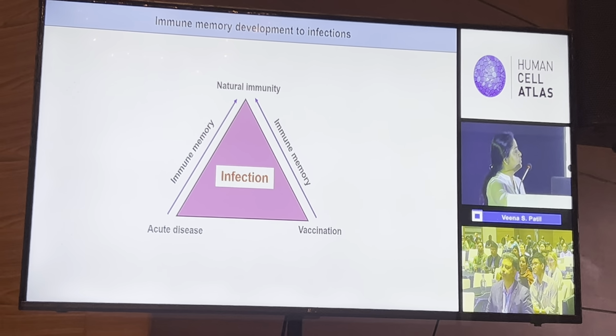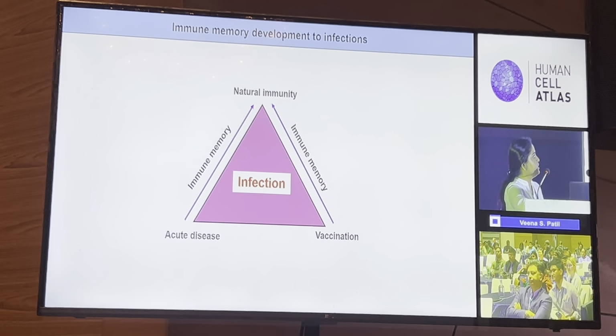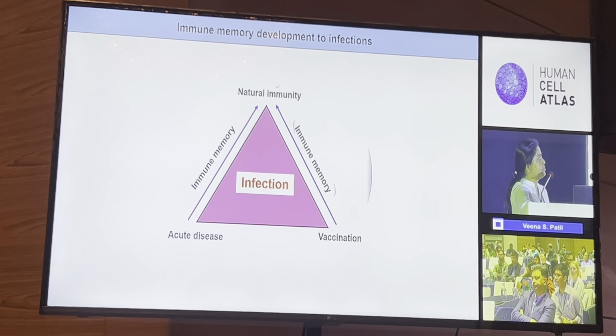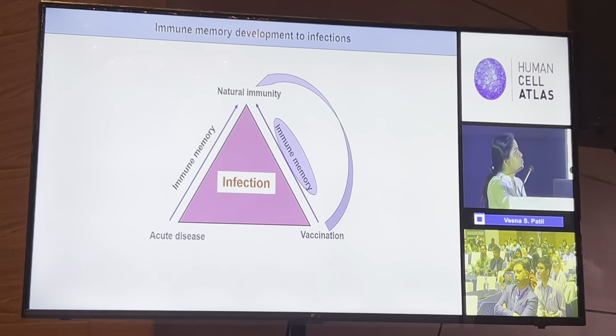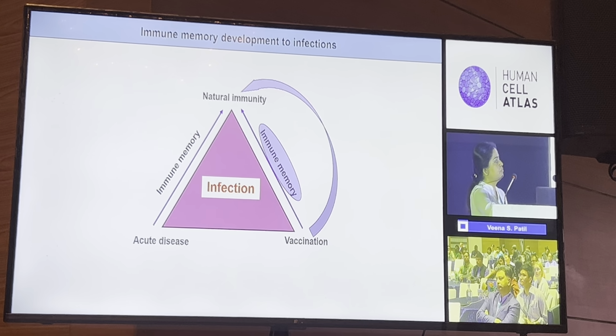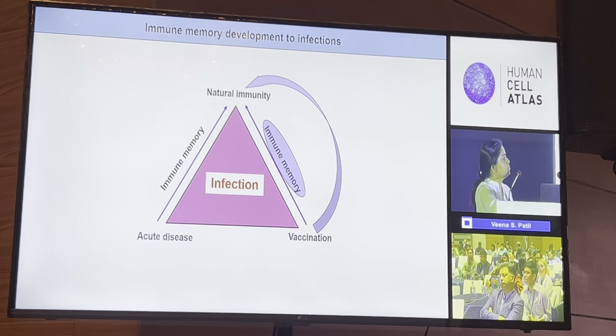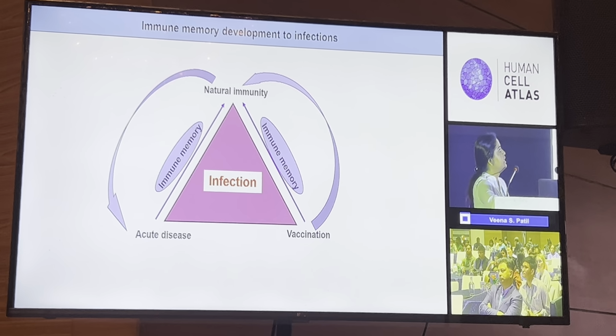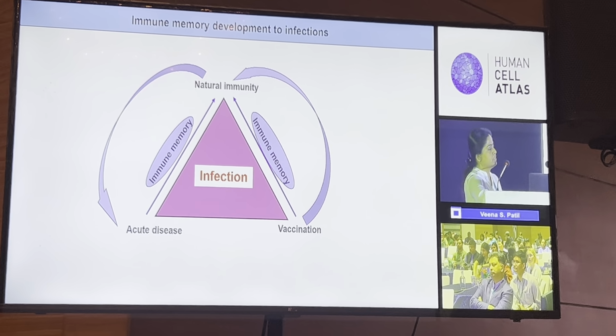So all of you know that whenever there is a disease, it is going to develop an immune memory that leads to natural immunity. And this is exactly what has been exploited for vaccination, where through vaccination, we induce immune memory and eventually natural immunity, and that eventually controls the active disease.